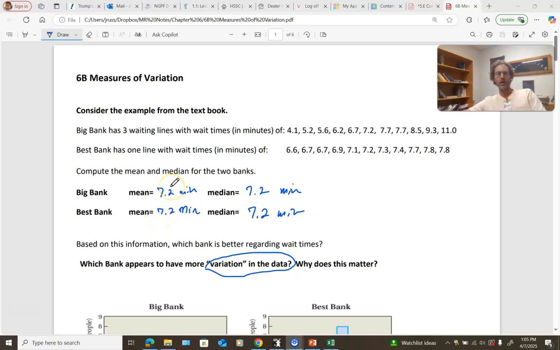And so if you go into a bank expecting to wait 7.2 minutes and you have to wait 11 minutes, you're going to be upset. But if you go into a bank expecting to wait 7.2 minutes and you only have to wait 7.8, no big deal, okay? And so because of the variation, Big Bank is probably going to have more angry customers. And the reason is because it has more values significantly higher than the expected wait time, okay? So that's how I would answer that question.